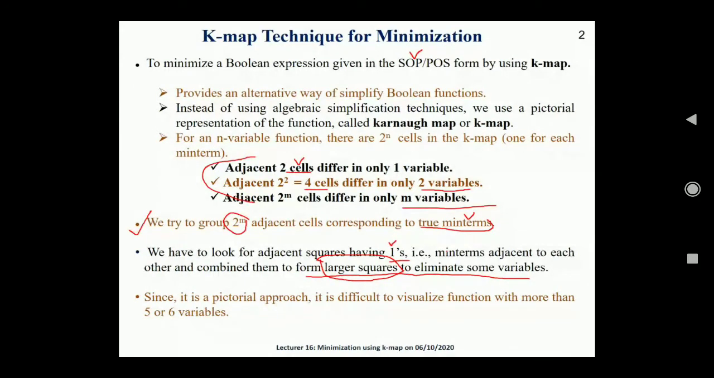It is also possible, but when it goes beyond 5 variables, people avoid this KMF technique. For that purpose, there is another technique called the tabular method or Quine-McCluskey method. But that method also has some disadvantages. That part we will also discuss later.